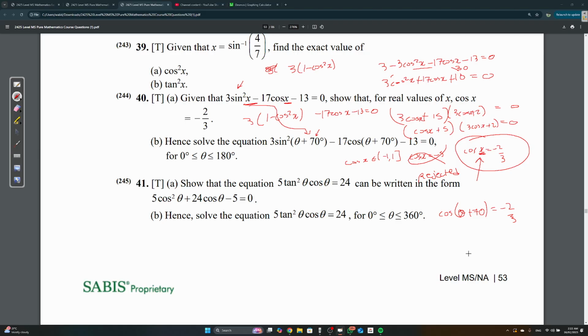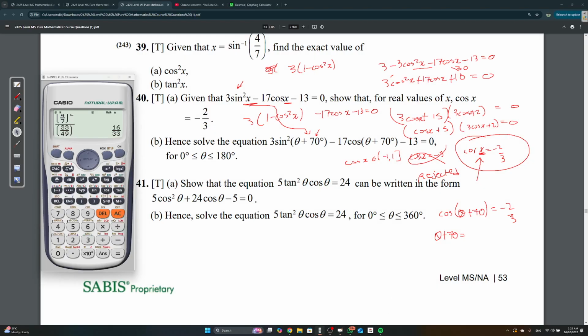Okay, so we're going to get theta plus 70 is equal to shift cosine of minus 2 over 3, which is 131.8. Our domain is between 0 and 180. So if you take negative, it won't work. And if you do 360 minus, it also won't work. Let's try 360 minus 131.8, always try it just in case.